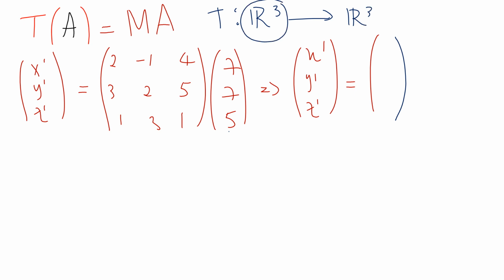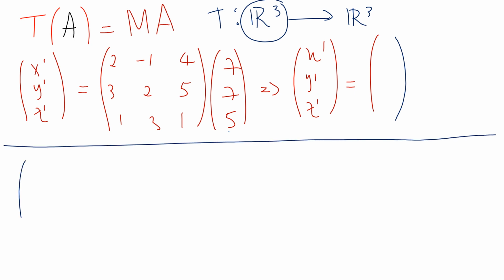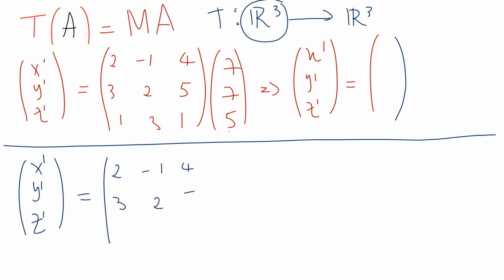If you are asked for the image, it just means that I need to find the image of all points in space, and all points in space will be represented by xyz. So the image of any point in space, let's call the image x prime, y prime, z prime, will be equal to the matrix of transformation times that point.